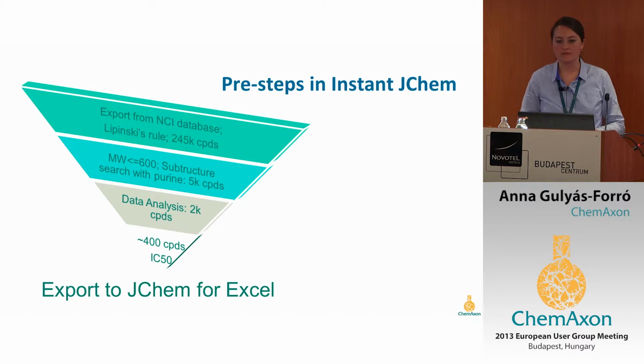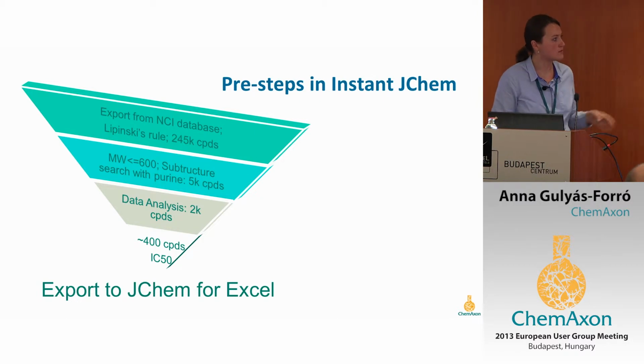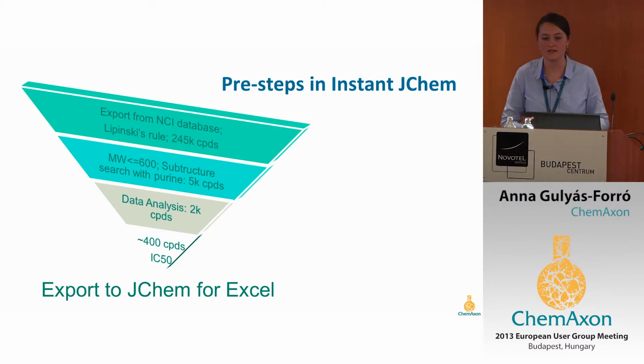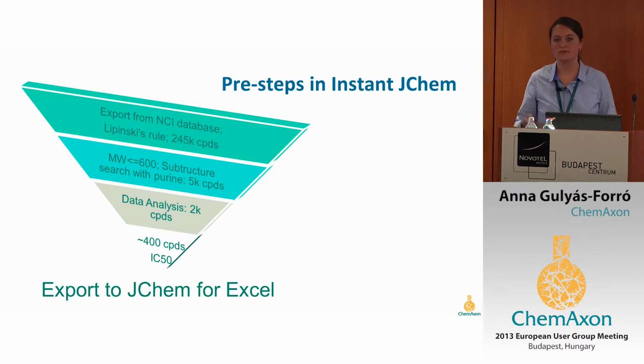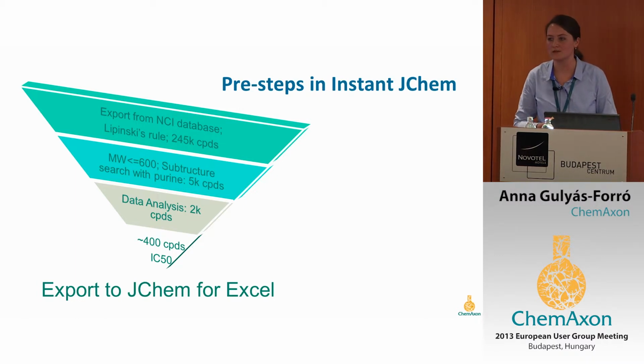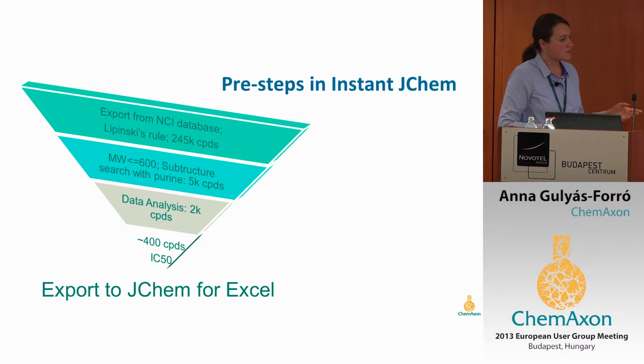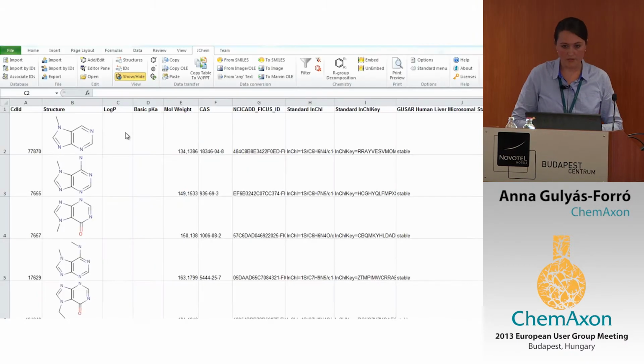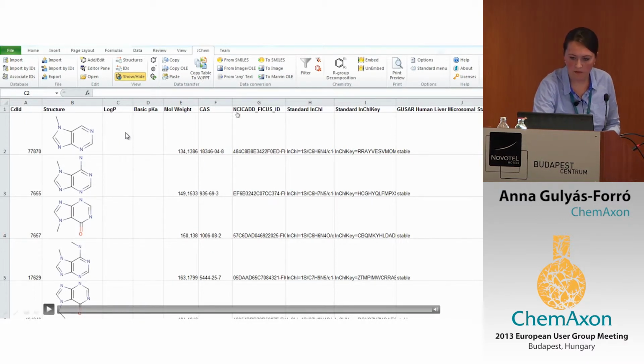Before I step forward to my demonstration, I just want to give an overview of the filtering process in IJC. We reduced the number of compounds from 250,000 with very basic physicochemical properties to about 400 compounds, and exported them to JChem for Excel, which we will open now in JChem for Excel. Through the calculation of logP and the basic pKa values, I will show you the online help and function descriptions.